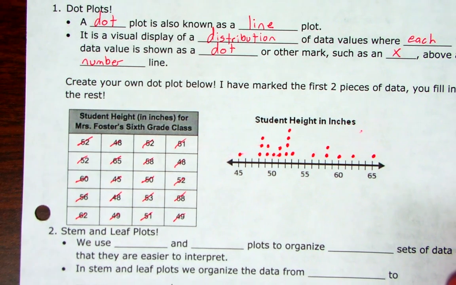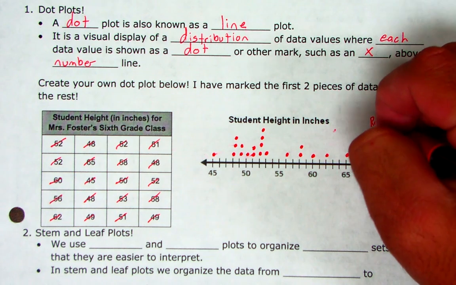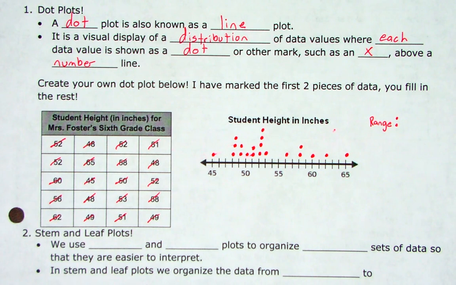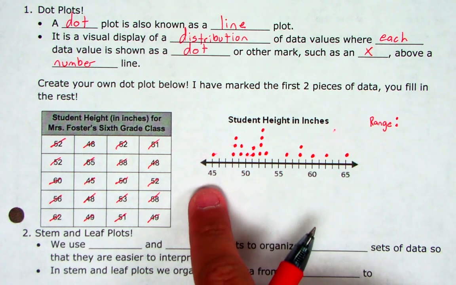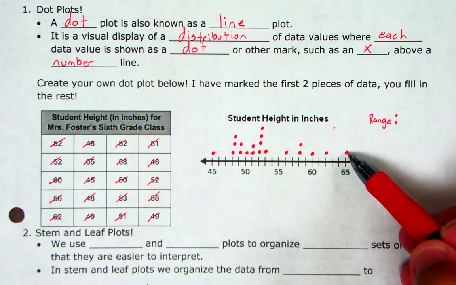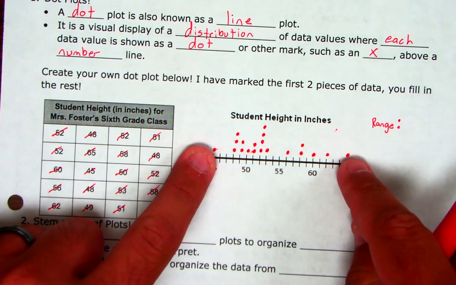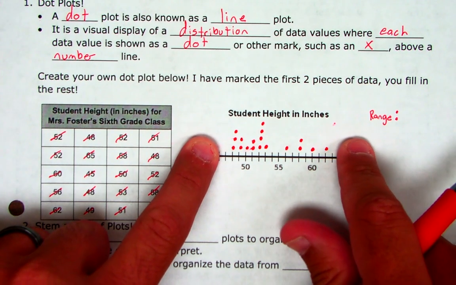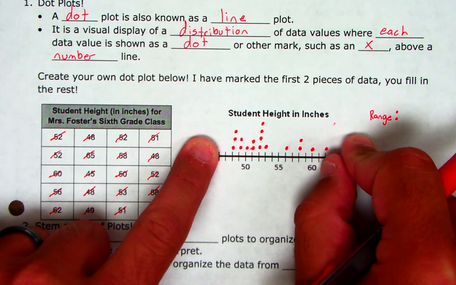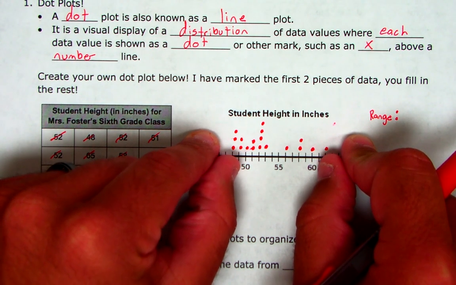There's your dot plot. Now, what if the question says, what is the range? The range is the biggest number minus the smallest number. Some of you are going to say 65 to 45. Well, in this case, you're correct, because I have a dot at 65 and a dot at 45. Now, what happens if I didn't have a dot at 65 and 45, and it was just these numbers right here? Then my range would be from this dot, which would be 62, to this dot, which would be 48. So 62 minus 48 would give me a range of 14.